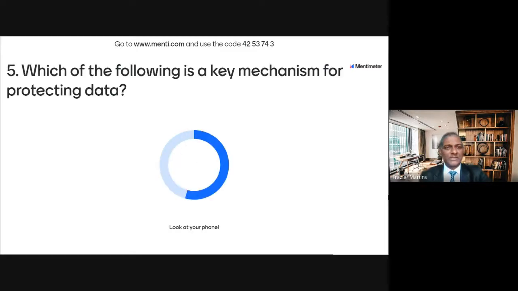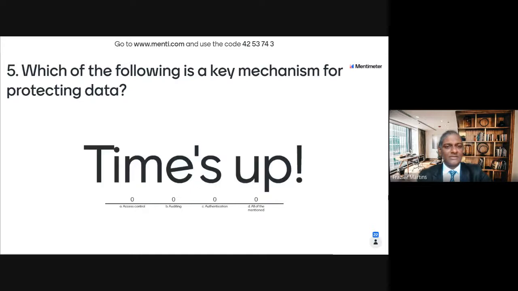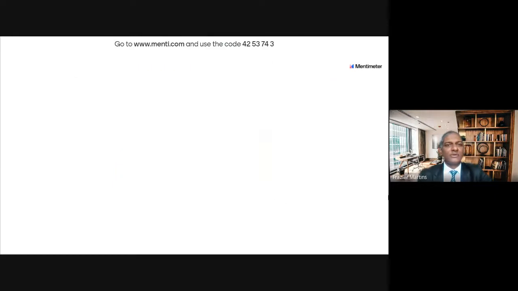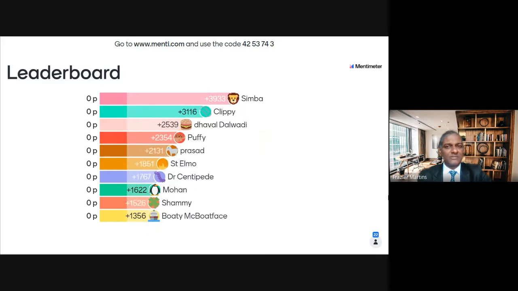Which of the following is a key mechanism for protecting data? A, access control, B, auditing, C, authentication, D, all of the mentioned. 3, 2, 1, time's up, and the correct answer is D, all of the mentioned, which 12 of you voted for. Okay, lovely. Thank you everyone for participating in that quiz, and there you see the results being tabulated.